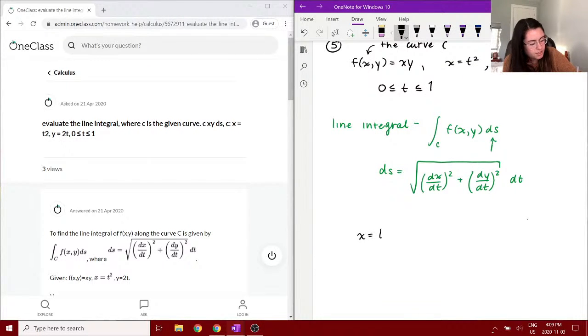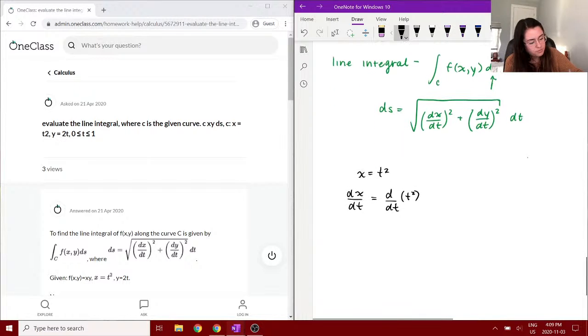We have x equals t squared. So taking the derivative, we have dx by dt is equal to the derivative of t squared, and that is just 2t using the power rule.